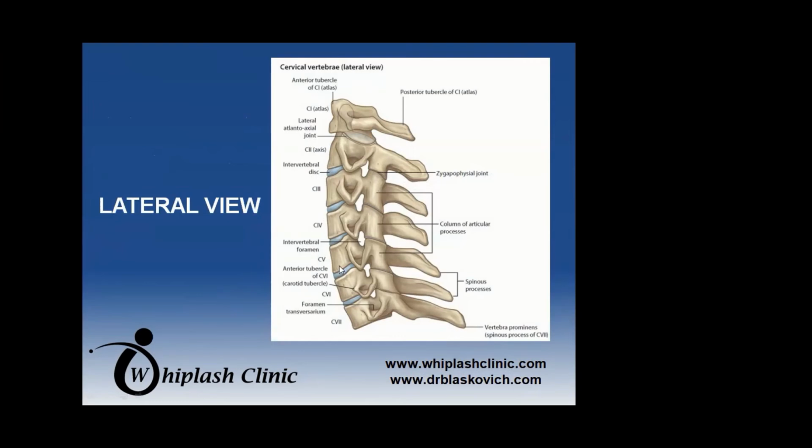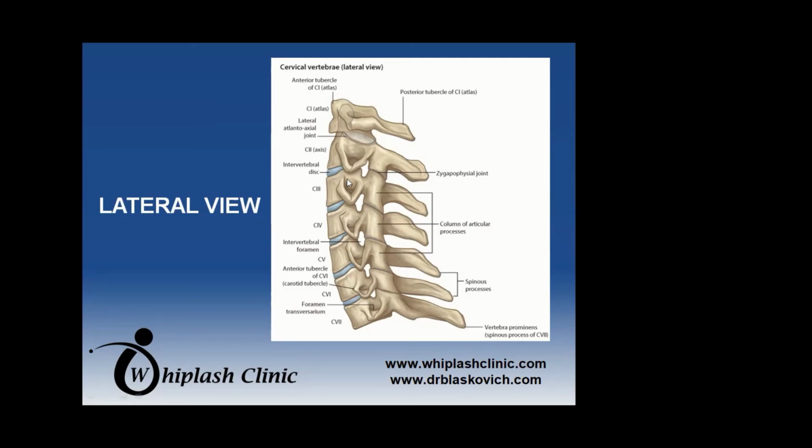So again, this is the lateral view. At the very top here is C1 or the atlas, and below that is C2, the axis, and then the rest of them are named, like I said, C3, 4, 5, 6, 7. The atlas at the very top does not have a spinous process. It's got a posterior arch. C2 has a spinous process, which has the largest bifid structure, and then the C3, 4, 5, 6, 7 spinous processes.